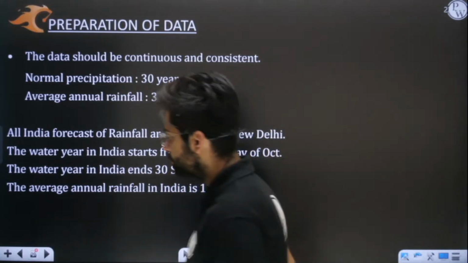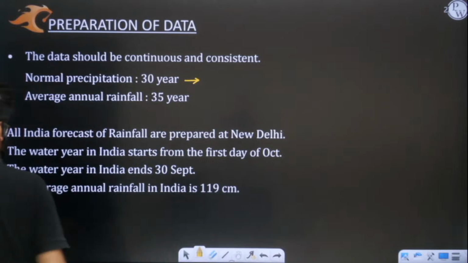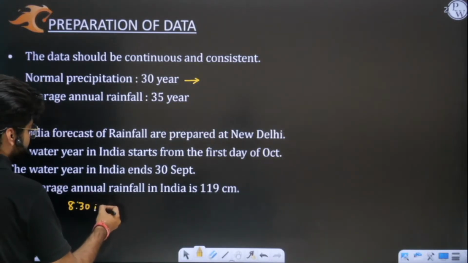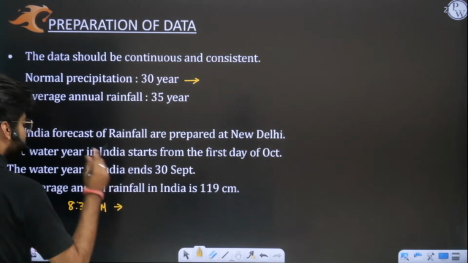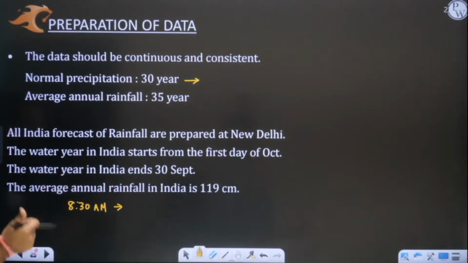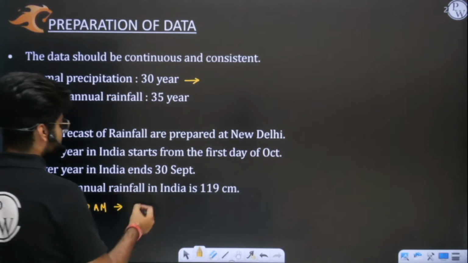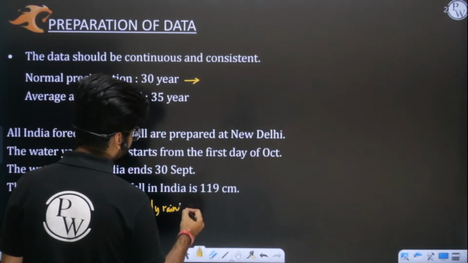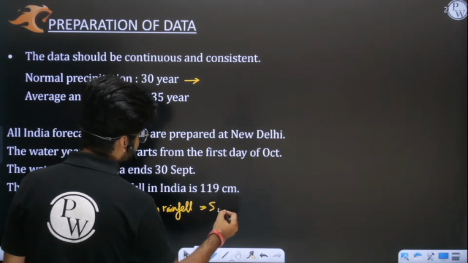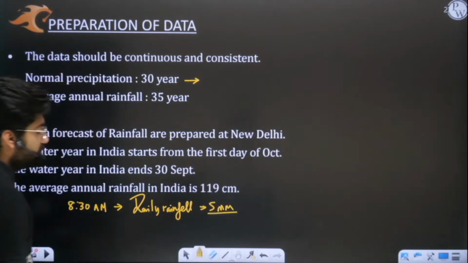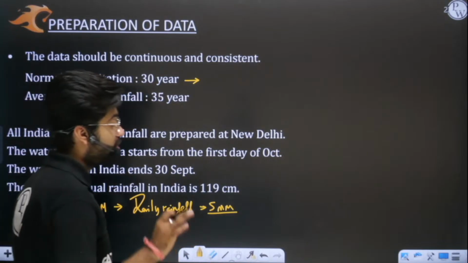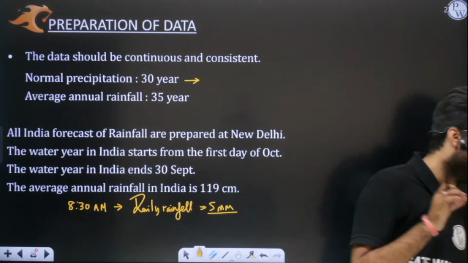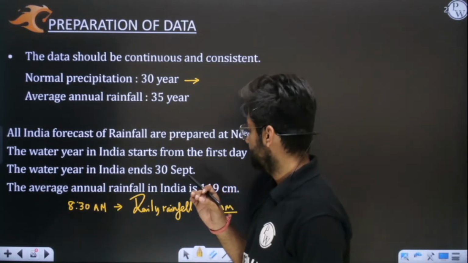Sir, with the Simon rain gauge, you have told us that every day at 8 a.m. or 8:30 a.m. we go and measure the rainfall. The rainfall which we measure on a daily basis at 8:30 a.m. is called daily rainfall. Understood? Now let us take an example. Let us say on 1st January we have 5 mm rainfall. Listen very carefully. This is very important: the average annual rainfall concept. Every day we measure rainfall.